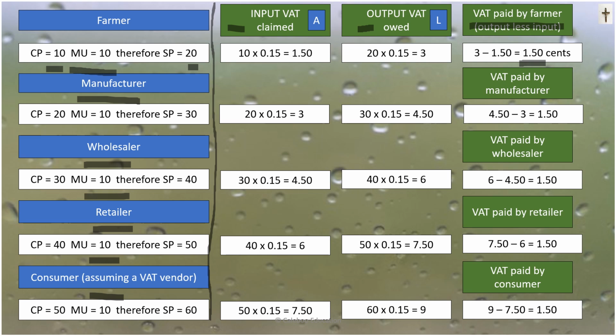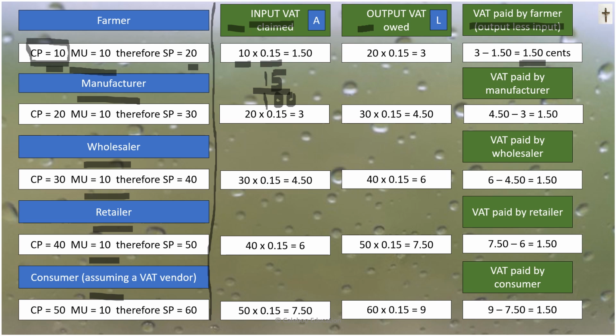So let's have a look at the first one. The cost price to the farmer is 10. This amount, 10, excludes VAT. If I want to calculate the input VAT and the amount excludes VAT, I multiply by 15%. I've written that as a decimal. 15% is 0.15. 15% is 15 out of 100. A quick little bit of maths.